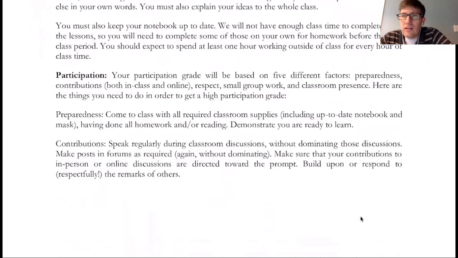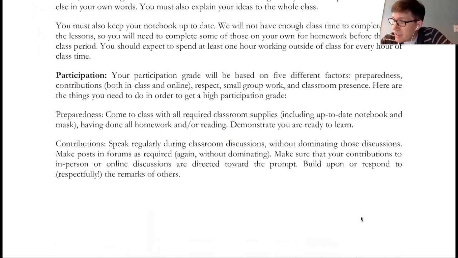Participation is important as well, and you will be graded on your participation. So this is how I'll be grading your participation. It's got lots of good information here in the syllabus. But basically, you just need to come ready to learn and just be ready to work, right? Whether that's in class or in our Zoom sessions, okay?